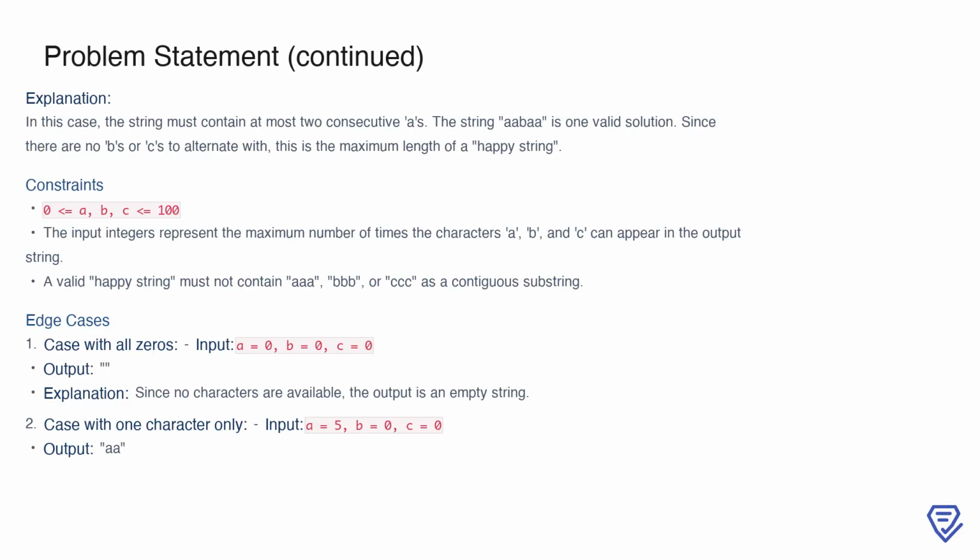In a third example, the input is A equals 7, B equals 1, and C equals 0. Here, the output string could be aabaa. Since there are no C's available, the solution must use only A's and the single B, while ensuring that no three A's appear in a row. This results in breaking the sequence with a single B to meet the happy string condition. This example highlights how the solution must adapt to scenarios with limited character options while still maximizing the string length.